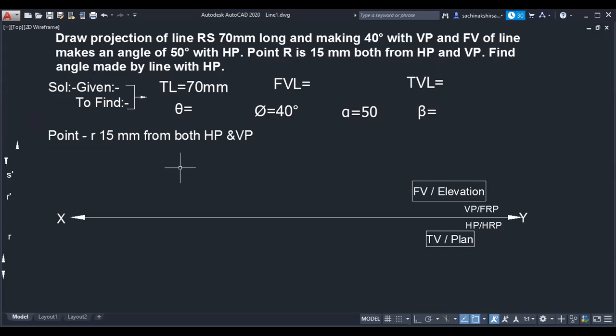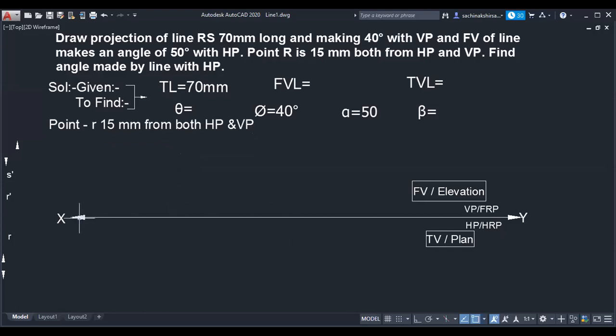Now, while starting the problem, first you have to draw the XY line. Are you observing the XY line? That XY line first you have to draw. That is called the reference line. For our information, towards the right hand side, we have to show the planes and the views, whatever planes and views we are observing. So which plane is there above the XY line?